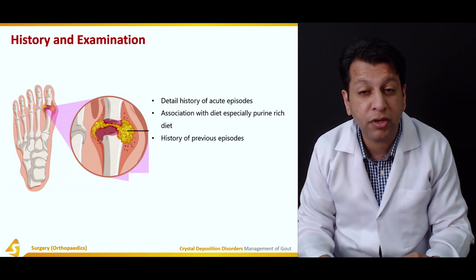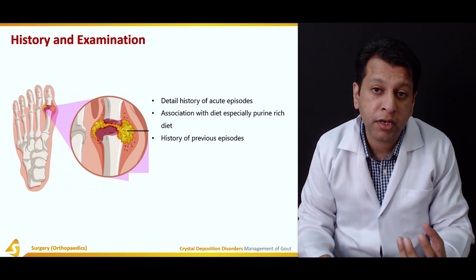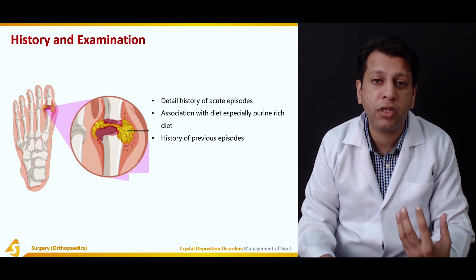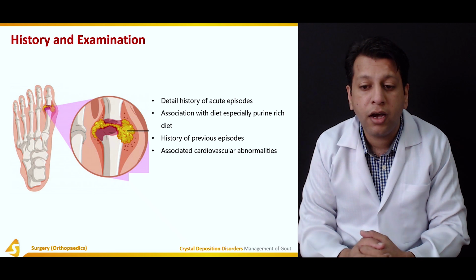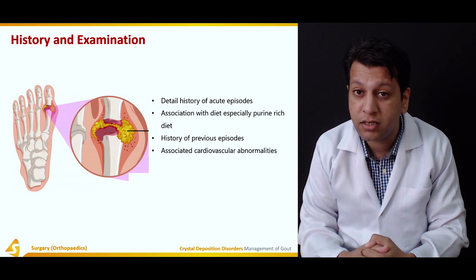Is there any history of previous episodes? Is there any family history? Are his parents or his siblings suffering from gout, because there is some degree of genetic predisposition as well. Are there any associated cardiovascular abnormalities, diabetes, or anything?